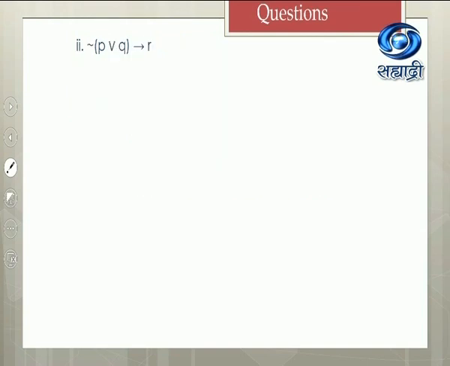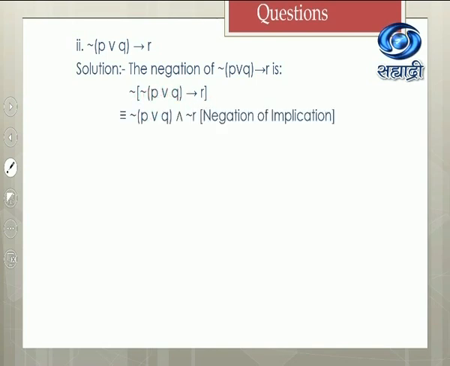Negation of P or Q implies R. So again put a negation outside the bracket. So we get negation of negation P or Q implies R. Now what is negation of implication? The statement and negation of the second statement. So negation of P or Q and negation R. Since there is negation over here, that's why the negation will come. And now open the next bracket. So we get negation of P and negation of Q and negation R as it is.